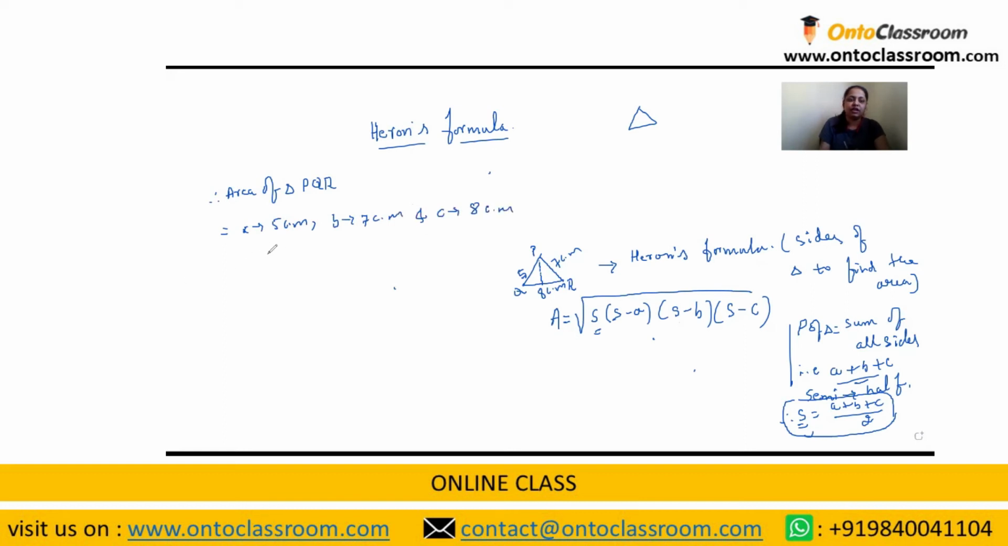So I am going to apply it. Before that, you have to find the S value also. S is (A plus B plus C) by 2, which I have already written. I will apply it directly: A is 5 plus B is 7 plus C is 8, by 2. So this is the semi-perimeter. 5 plus 7 plus 8 is 20, by 2. What is 20 by 2? 10. Therefore S is 10 centimeter.